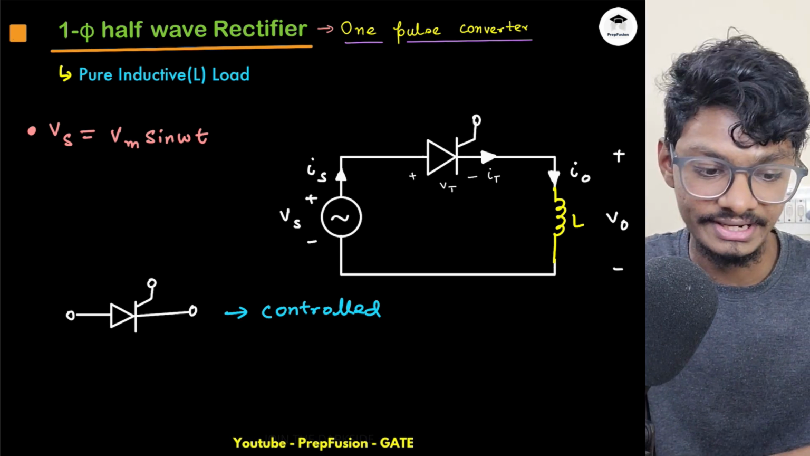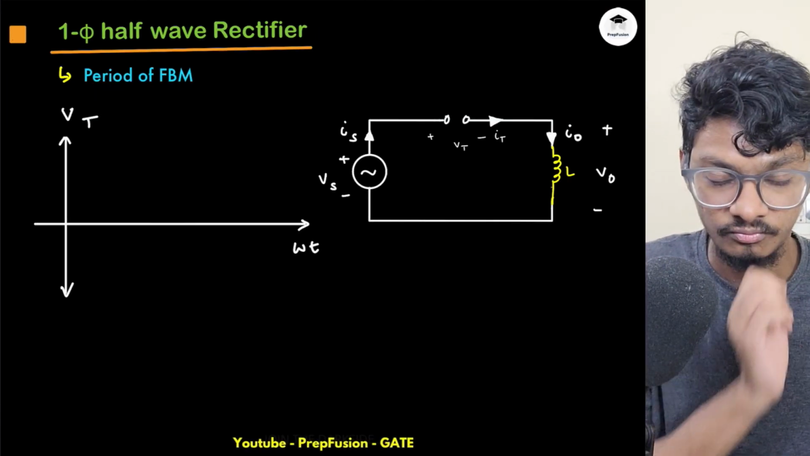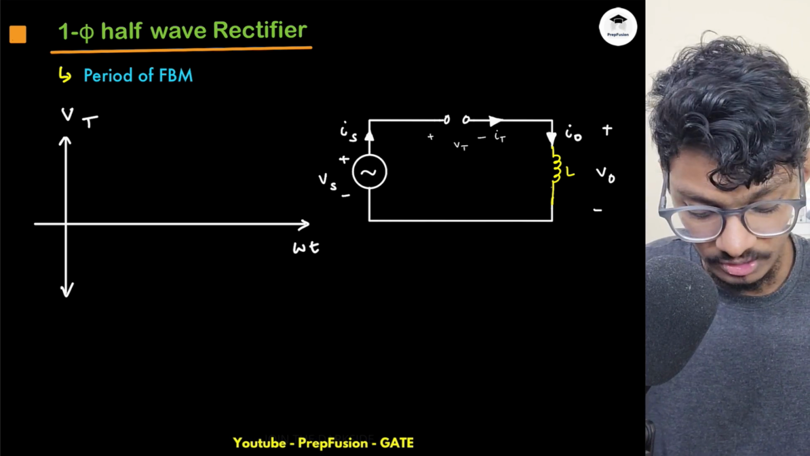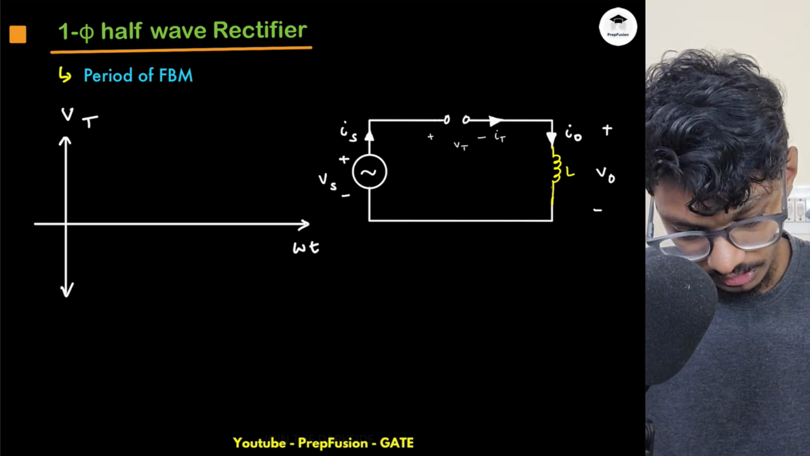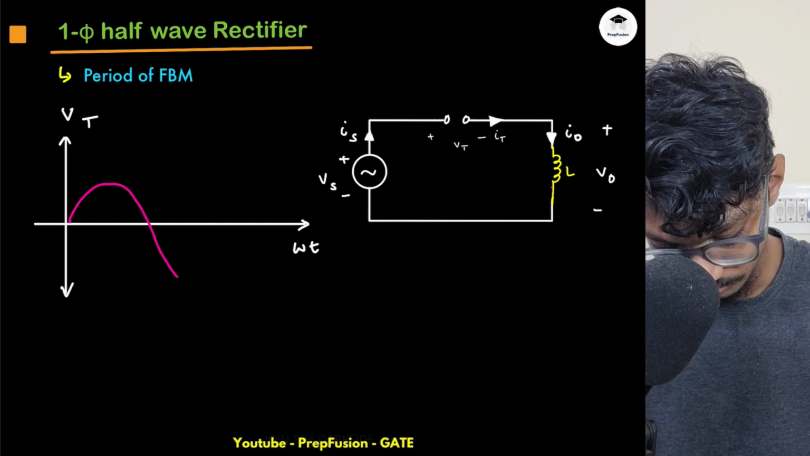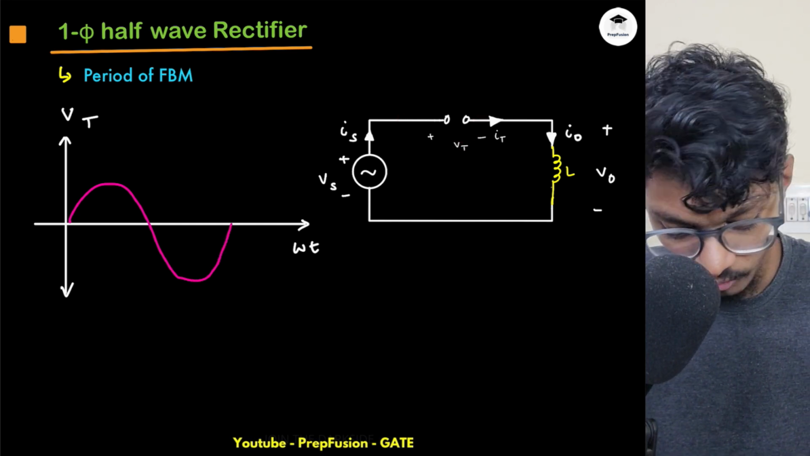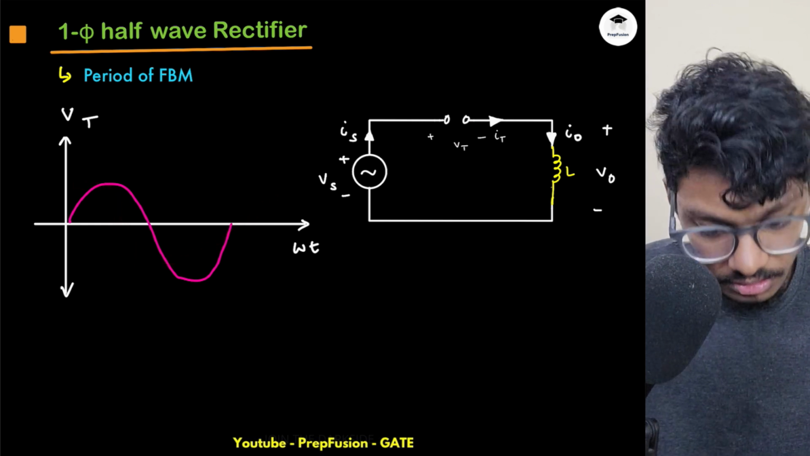So first of all, for SCR, we have to find out the forward blocking mode, the period of forward blocking mode. Again the same thing. Initially at omega t equals 0 plus, if I just draw a sinusoid waveform, what is the voltage Vt? Vt will just follow the input.